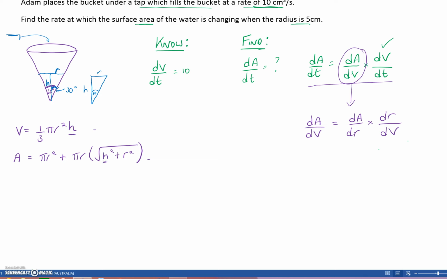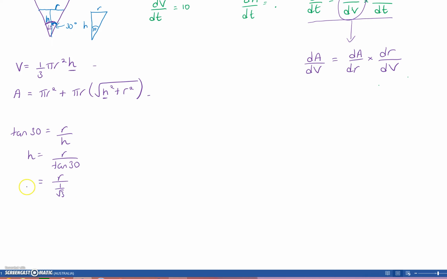And that brings me to this little triangle that we had up here at the beginning. So using that triangle, I know that tan of 30 equals r over h. So h would be r over tan 30. And this brings in your exact values. So this potentially could be an exam 1 question, because tan 30 you're expected to know is 1 over root 3. So therefore h is actually root 3r.